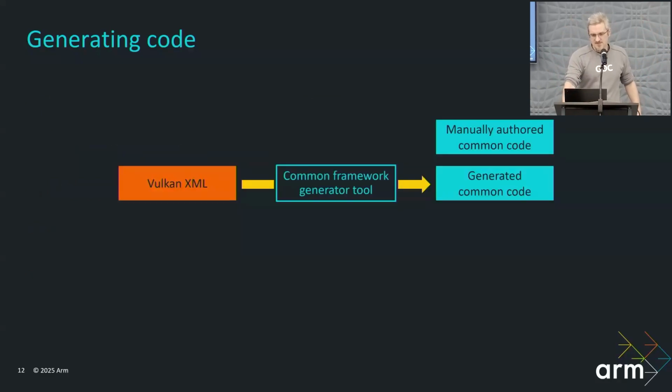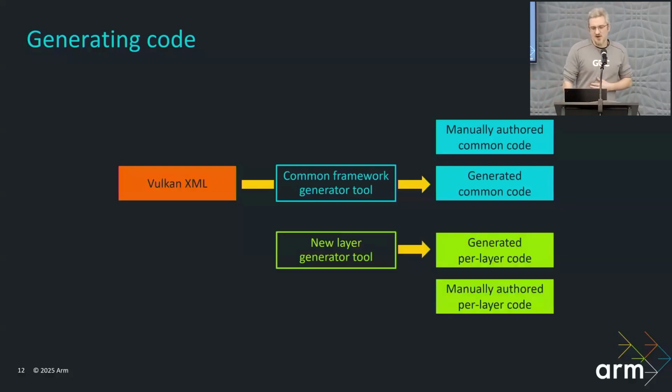The way we solved this really was splitting things into 2 parts. We have a common code generator, which is the part that reads the XML spec. It's going to go and generate all your dispatch tables or your intercept tables, and a small amount of manually authored code that's going to handle the custom things a layer has to do. VK create device, VK create instance, VK enumerate layer properties, all those kind of functions. But there's only 5 or 6 of them, so it's not too bad.